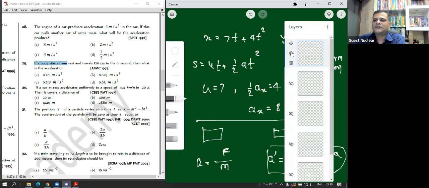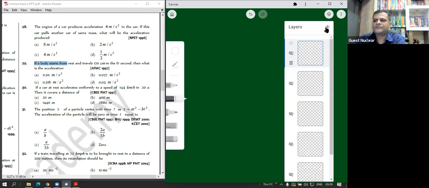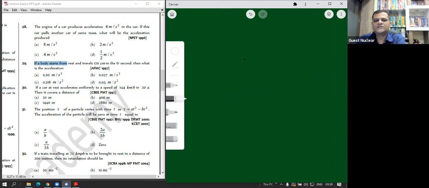See, the body travels 120 meter distance in 6 seconds and starts from rest. Starts from rest means u must be 0, and time t equal to 6 seconds. After 6 seconds its distance is 120 meter. So just use all these values in the second kinematic equation, that is s equal to ut plus half a t squared.